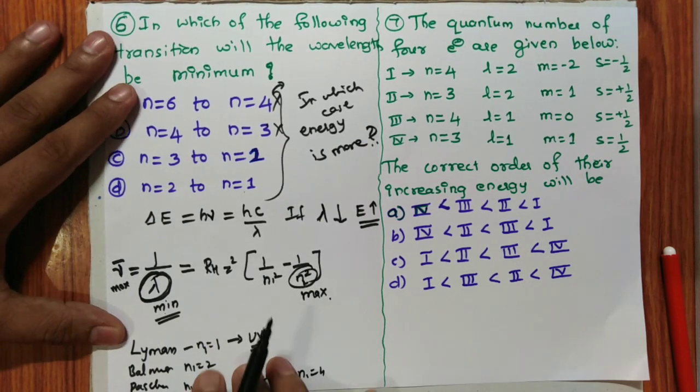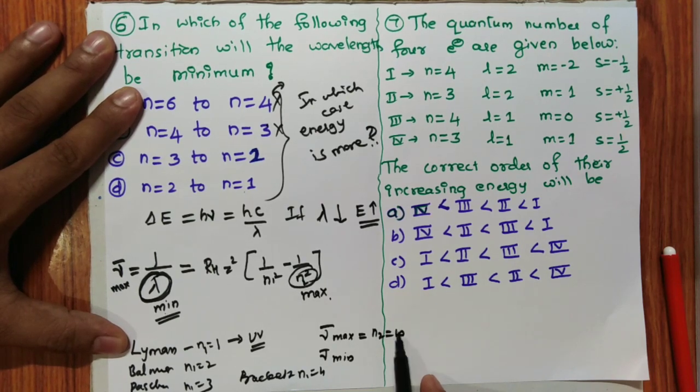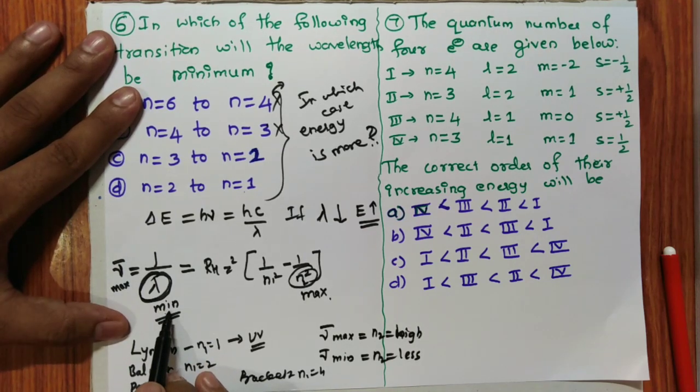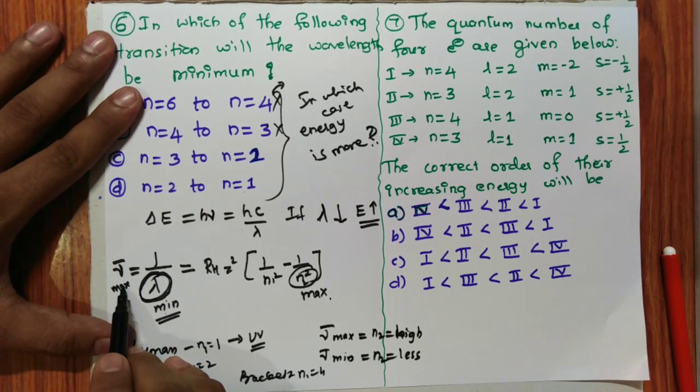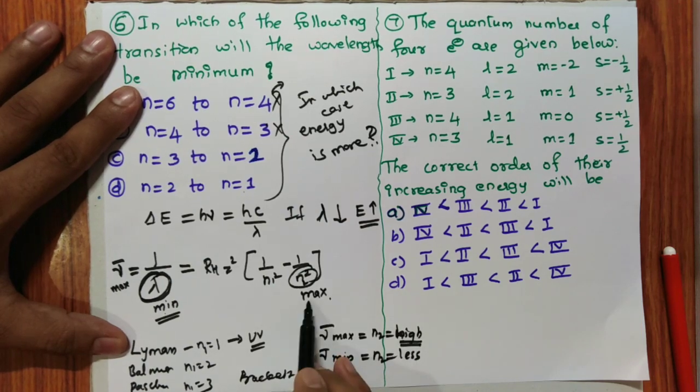Always remember the shortcut for this. So if we require nu bar maximum, n2 should be infinity. So we can say nu bar minimum means n2 should be less. Here we want lambda minimum, which means nu bar maximum, which means n2 should be high. So n2 should be maximum.